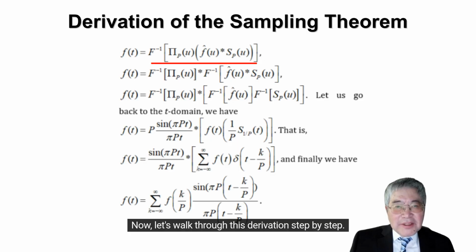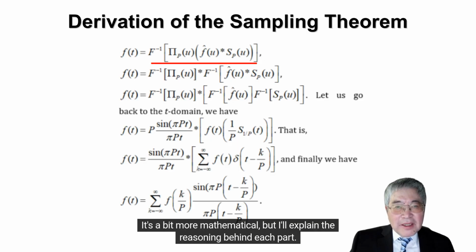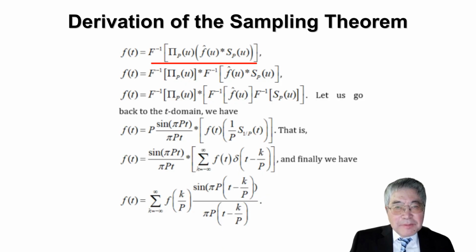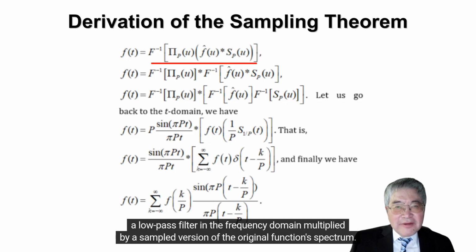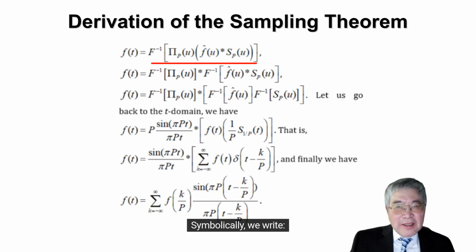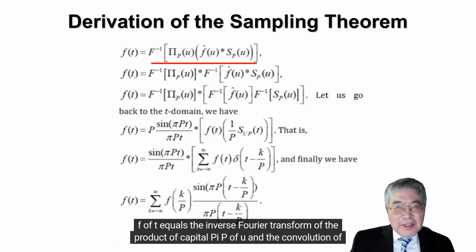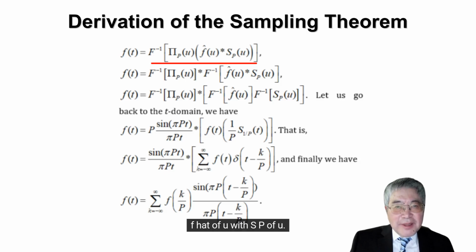Now let's walk through this derivation step by step. It's a bit more mathematical, but I'll explain the reasoning behind each part. We begin by expressing the function f(t) as the inverse Fourier transform of a product, specifically a low-pass filter in the frequency domain multiplied by a sampled version of the original function's spectrum. Symbolically, we write f(t) equals the inverse Fourier transform of the product of capital Pi_p(u) and the convolution of f-hat(u) with S_p(u).